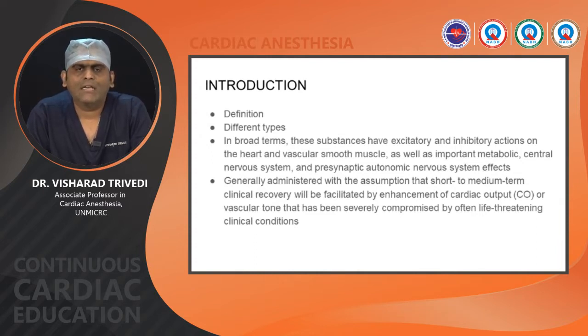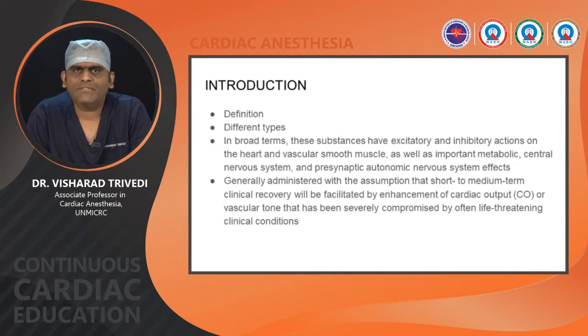All are having an inotropic action that will increase the contractility of the heart. In broad terms, these substances have excitatory as well as inhibitory actions on the heart and vascular smooth muscles both. So they can increase the contractility and they can dilate the vessels, that means vasodilatation, and important metabolic, central nervous system and presynaptic autonomic nervous system effects are also there with all the drugs.